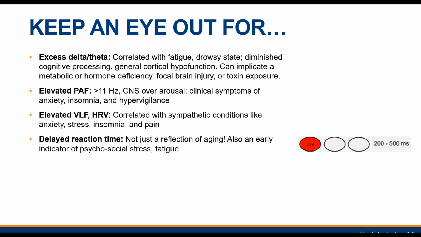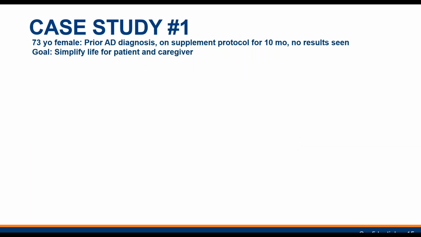Neuroinflammation is one of those. So when you see that reaction time start to slip, in this case pretty severely outside of that normal range, that can be an early indicator of psychosocial stress and fatigue, and neuroinflammation really goes hand in hand with those. So I want to wrap up our webinar with a couple case studies.